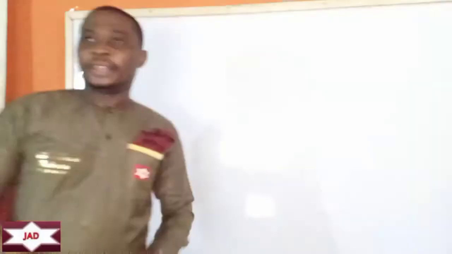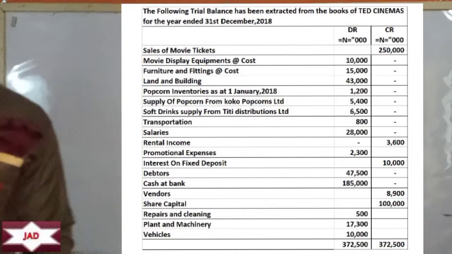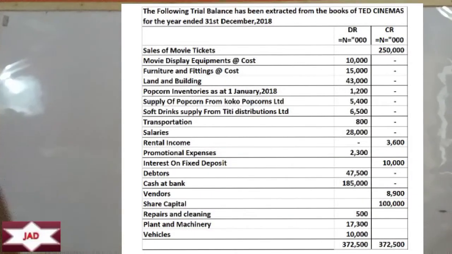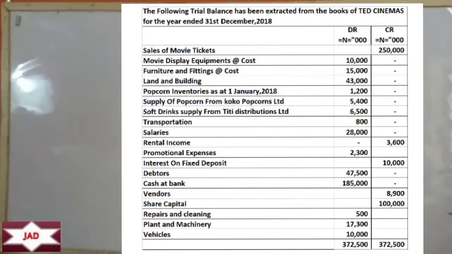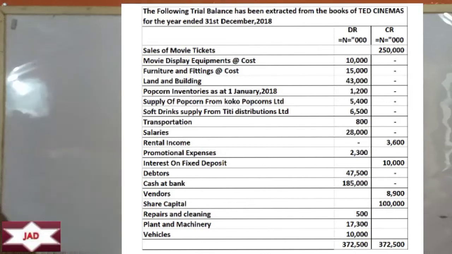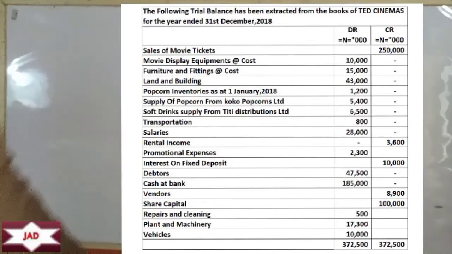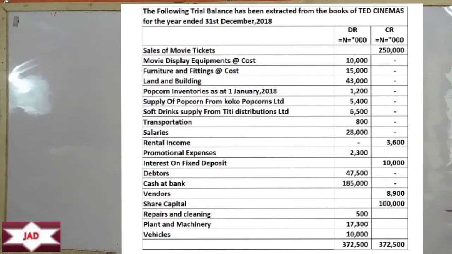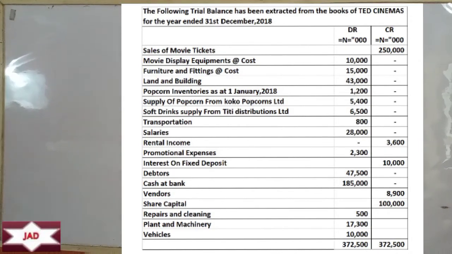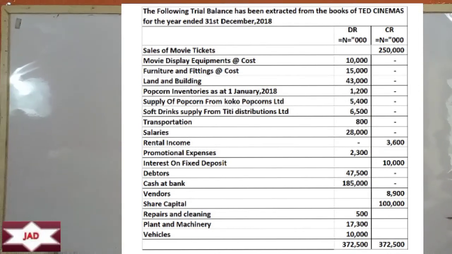So let's quickly take the question here. We have the following trial balance, which has been extracted from the books of TED Cinemas for the year ended 31st December 2018. So we have sales of movie tickets, 250 million, movie display equipment that cost 10 million, furniture and fittings that cost 15 million, land and building 43 million, popcorn inventory at 1st January 2018, we have 1.2 million, supply of popcorn from Coco Popcorns Limited, 5.4 million.